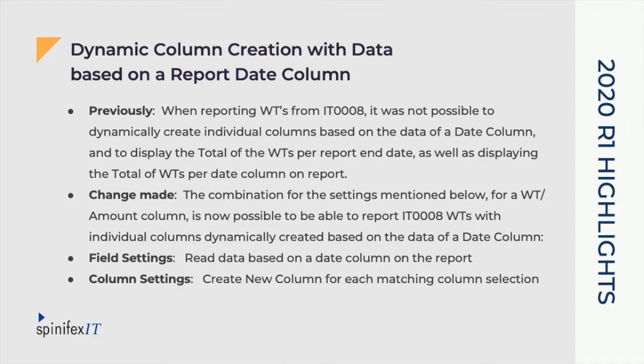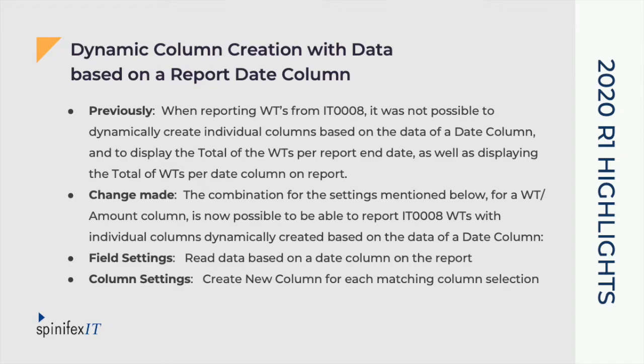Now, to include those on a report, you could just add one amount column from basic pay, and then you indicate that you want the report to just automatically generate an individual column for each wage type it finds. You also know that it is possible to tell a master data column to retrieve data based on a date column that's already on the report.